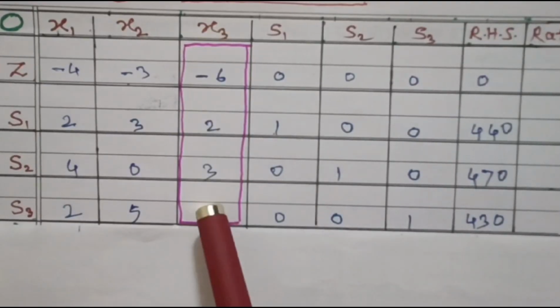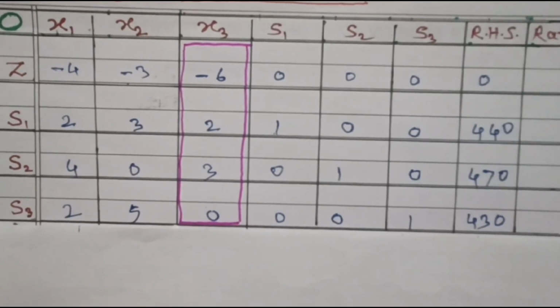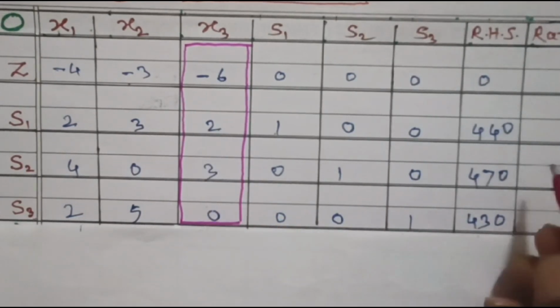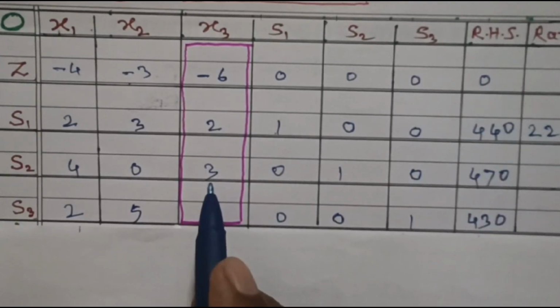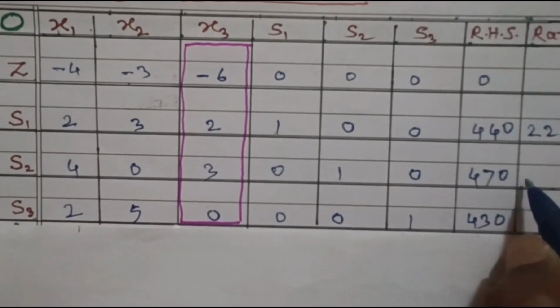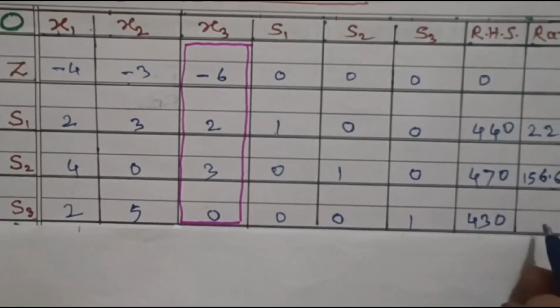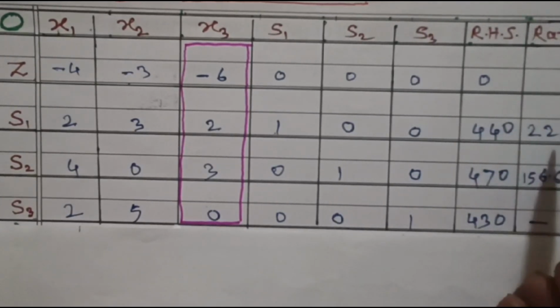This x3 column is the key column. We can represent it like this. The key column is highlighted. Now we have to find the key row. So what we have to do? Dividing 440 by the key column element 2 gives 220. And now divide 470 by this number 3. This gives 156.67. Then divide 430 by 0. That gives infinite. So at this place denote it by a dash. Don't put infinite. Okay. So the least positive number is 156.67 because 220 is greater than this number, and this number lies in the S2 row.